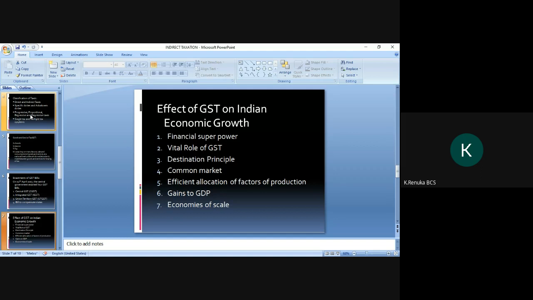Next is efficient allocation of factors of production. So this GST has led to an effective allocation of factors of production, which leads to gaining GDP and exports, mainly concentrating on exports. Whenever we do exports, it enhances the economic welfare and it returns to the factors of production: land, labor, and capital. We make a large number of efficient sources, and that also reduces this unemployment problem.